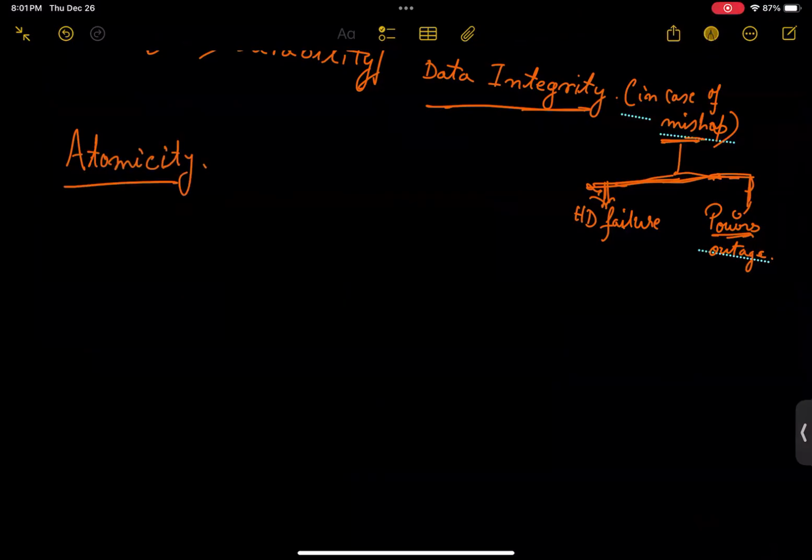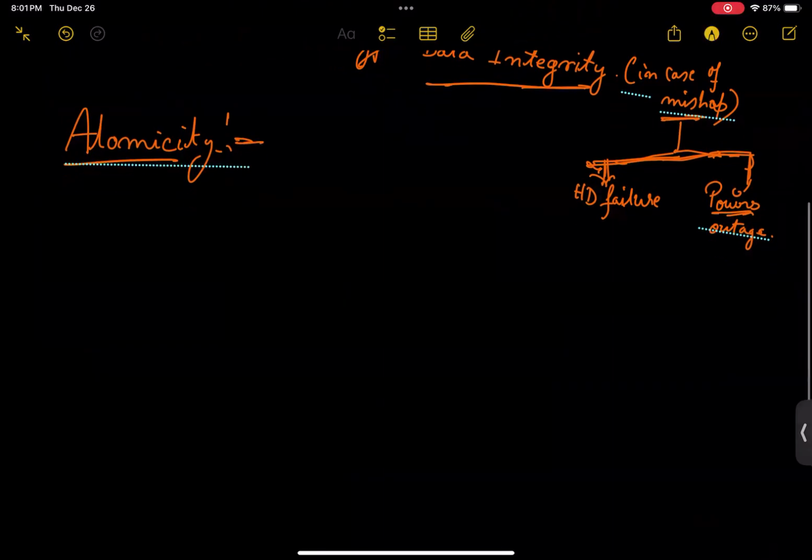Any idea, Partho? You want to take a first stab at it? Atomicity means the data should be atomic, I mean unique. No. Atomicity has only one definition. Remember this: it means all or nothing.